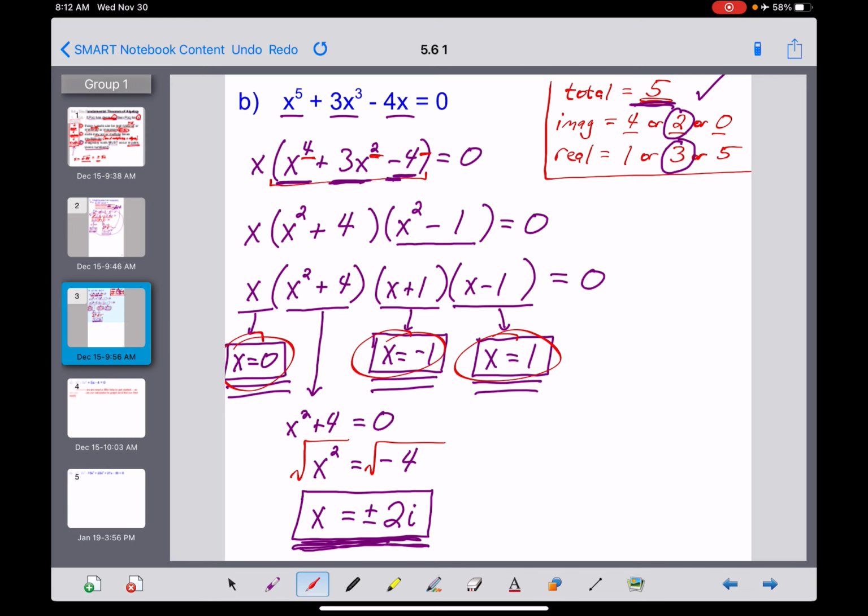This graph would cross the x-axis how many times? That would be 3, because 3 is the number of real roots that we came up with. So this graph would have 3 x-intercepts. The other 2 imaginary zeros do not show up as x-intercepts.